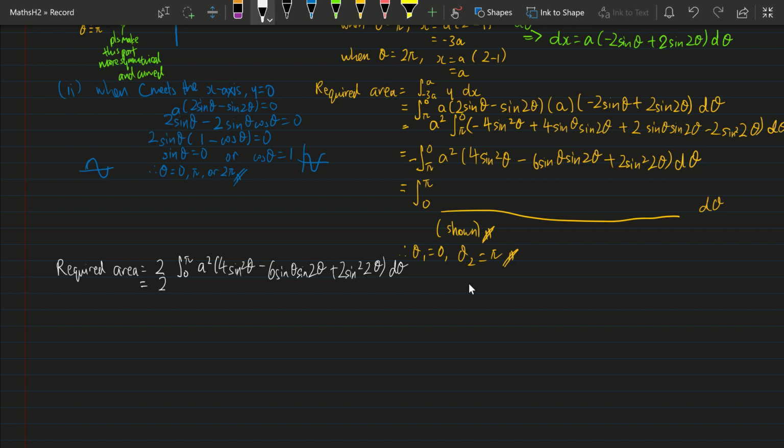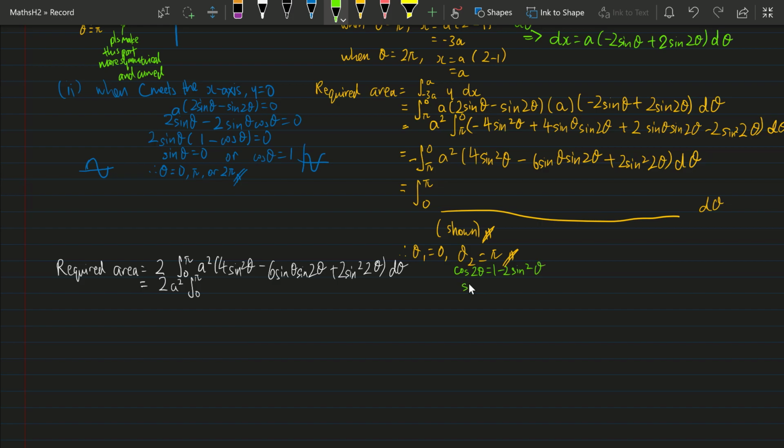So now I'm going to just take this a square out, and I need to do some manipulation before I can integrate the trigo functions. Because sine square, there's no way we can integrate sine square directly, right? But we know that cos 2 theta is 1 minus 2 sine square theta.